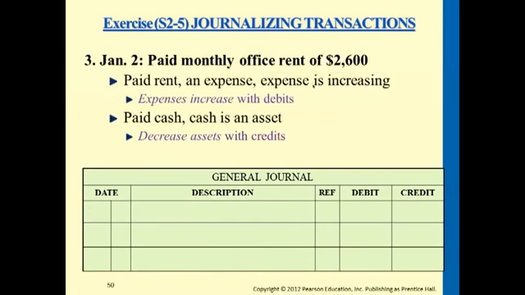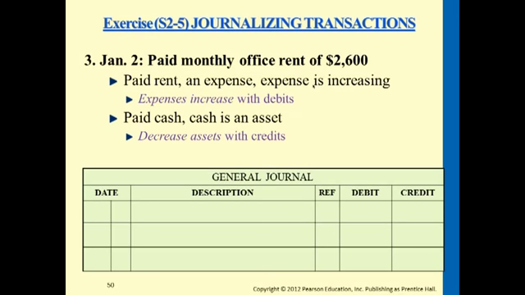Right, the next one here, January 2nd, the company paid off monthly office rent of $2,600. So they paid something immediately, and specifically they're paying for rent. So what are the two accounts affected? Want to try? Credit cash by $2,600, and debit rent.